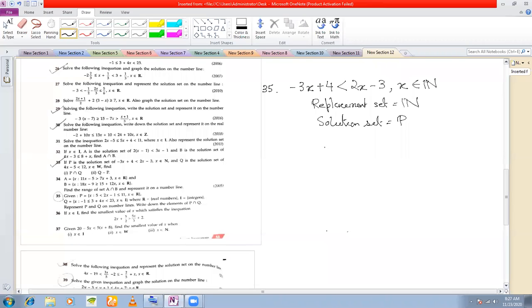Next, the next inequality given is 4x minus 5 less than 12. Here the replacement set is the set of whole numbers.